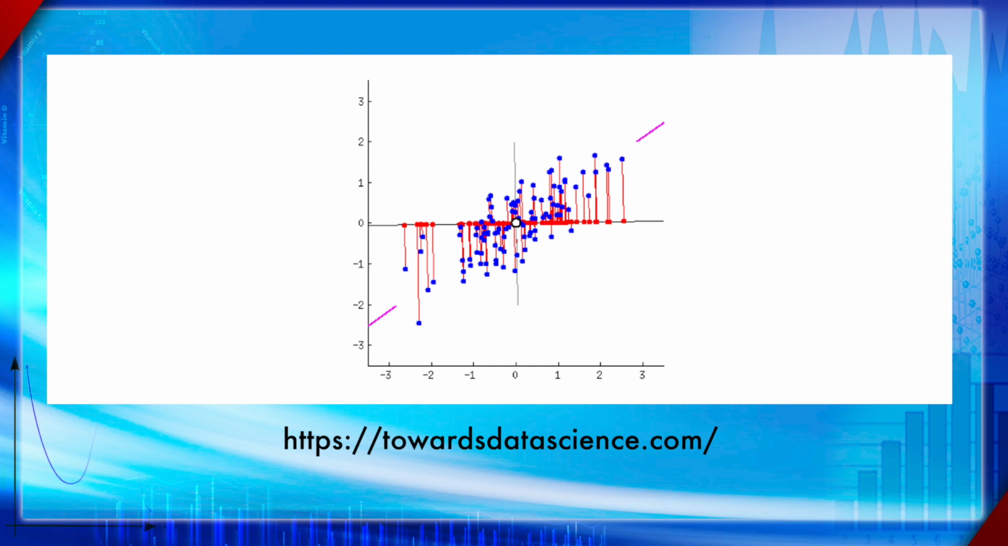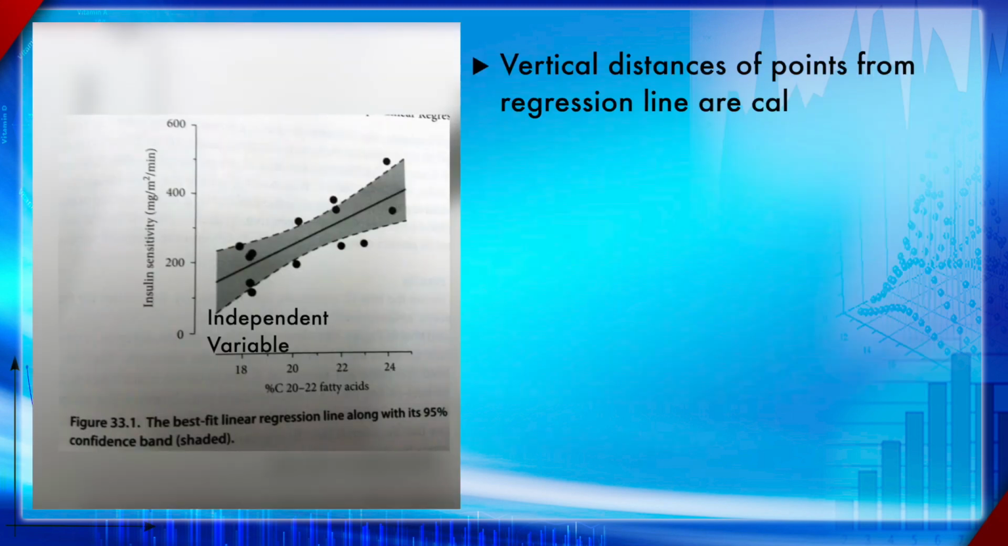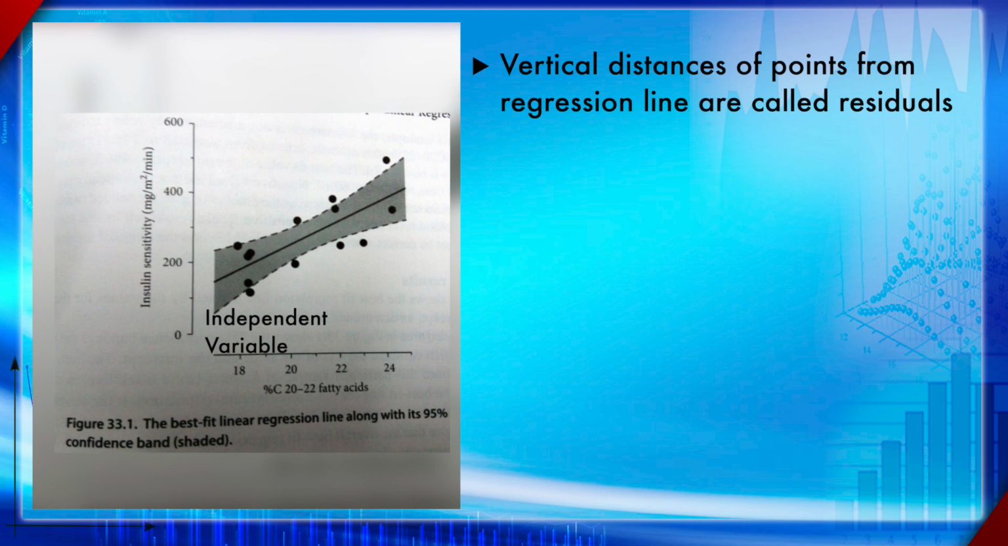So you are finding out which is the perfect linear model that fits the entire data very well, that is least distant from all these data points. That is exactly what this simple linear equation does. The vertical distances from the points to the regression line are known as residuals.